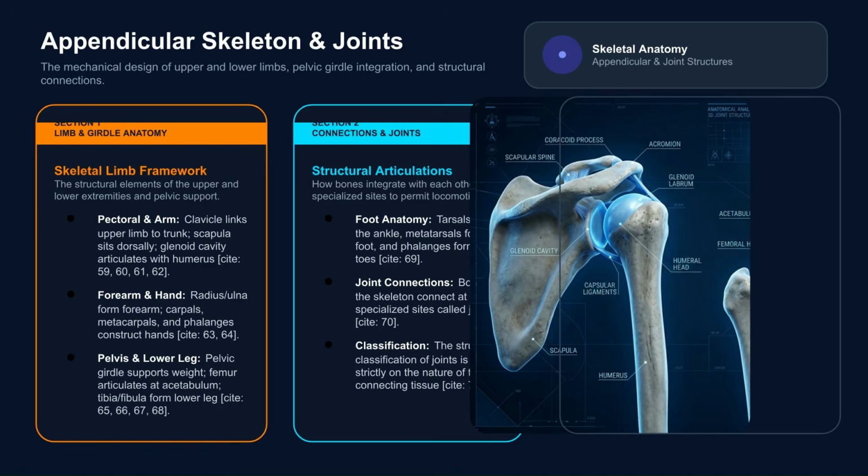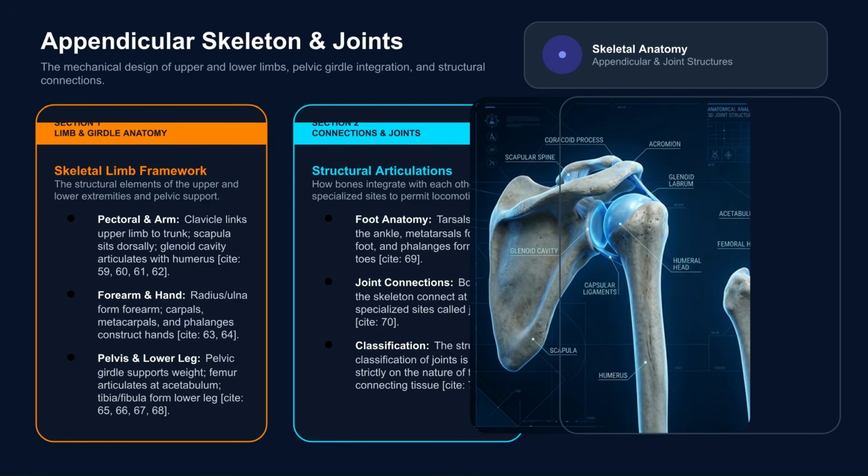The glenoid cavity of the scapula articulates with the head of the humerus. The humerus is the bone of the upper arm. The radius and ulna form the skeleton of the forearm. The carpals form the wrist, the metacarpals form the palm, and the phalanx form the fingers.